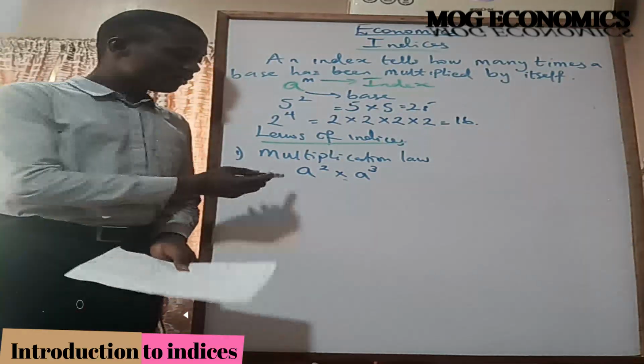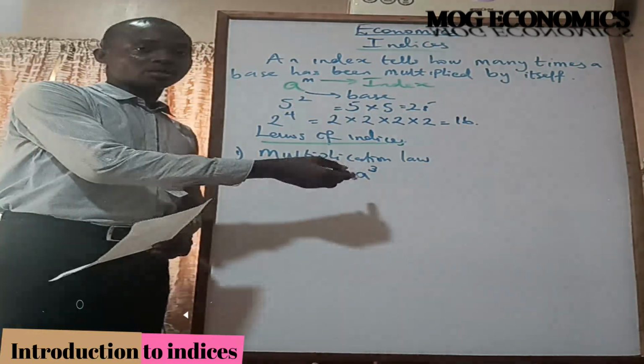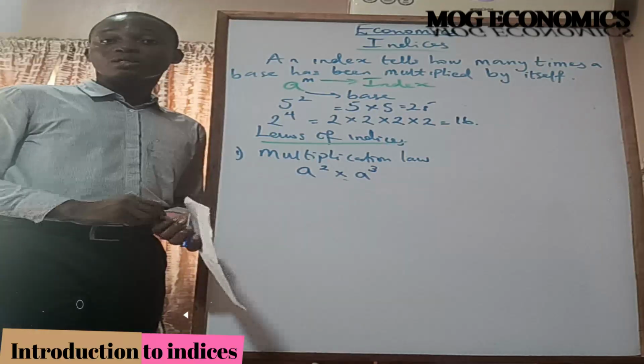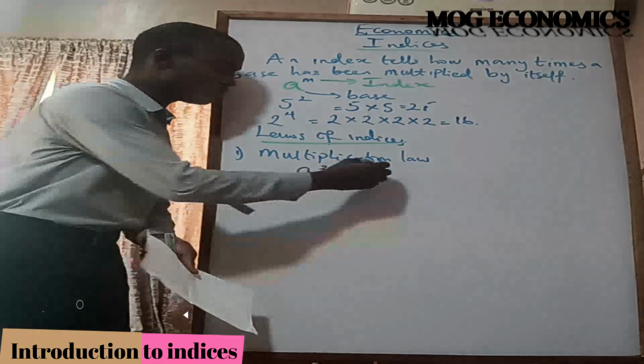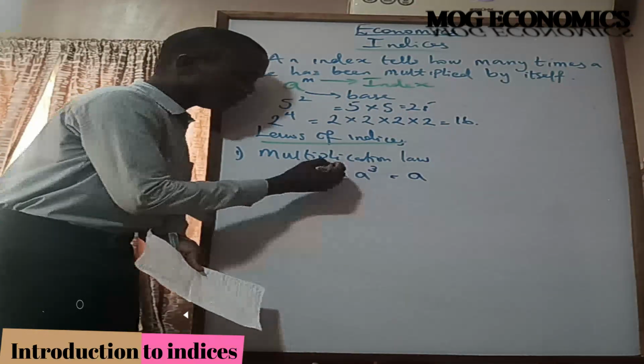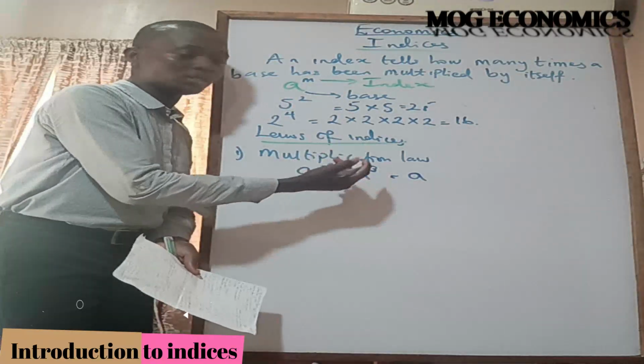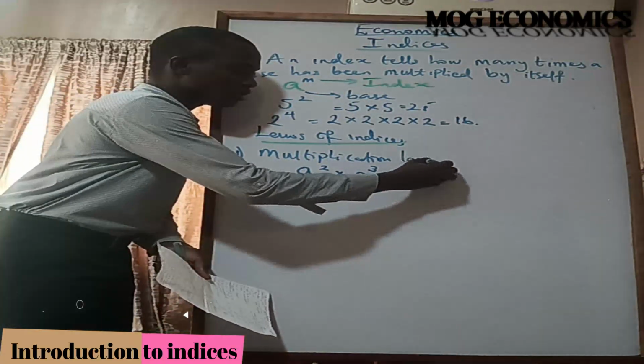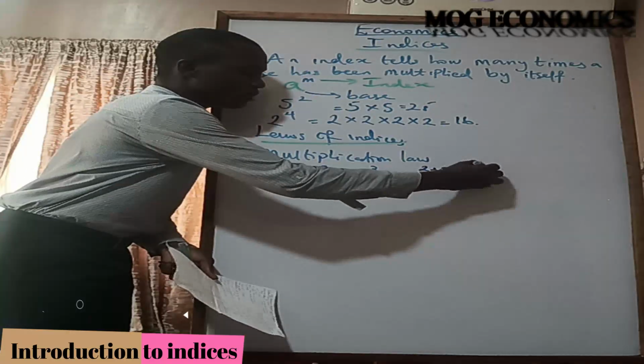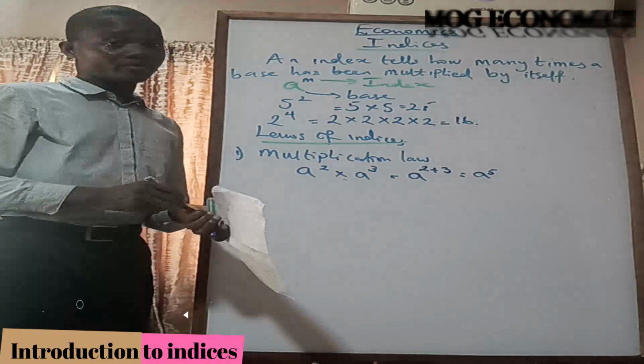In this case, we have a raised to power 2 multiplied by a raised to power 3. Since both of them have the same base, the base of a, I'm just going to write a. The multiplication sign is saying that I should add up the respective indices. So 2 plus 3 is going to give me a raised to power 5. It's that simple.